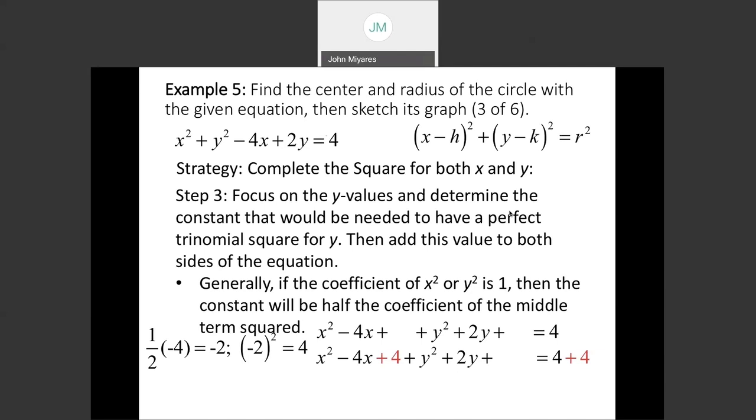Next, we want to do the same thing for the y's. The coefficient of the y term is 2. Half of 2 is 1. 1 squared is 1. So we're going to add 1 to both sides of the equation. And we now have this set up as x squared minus 4x plus 4 plus y squared plus 2y plus 1 equals 4 plus 4 plus 1.